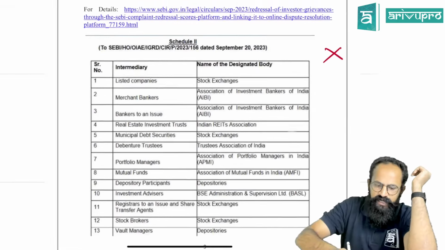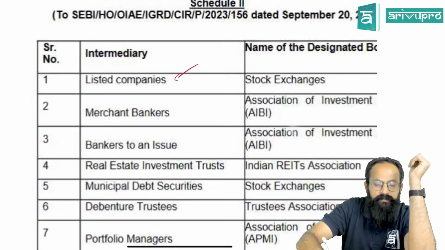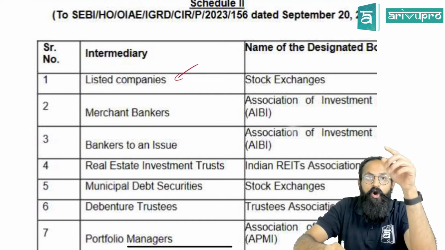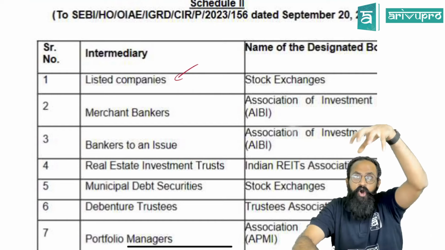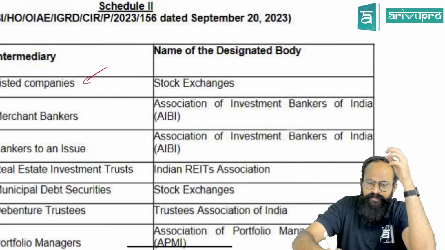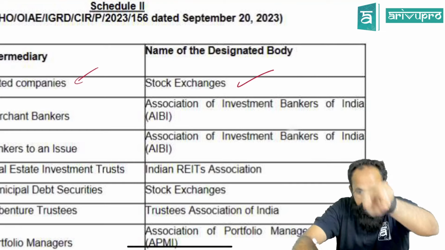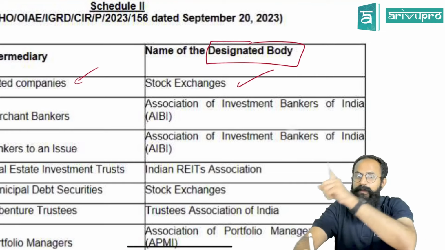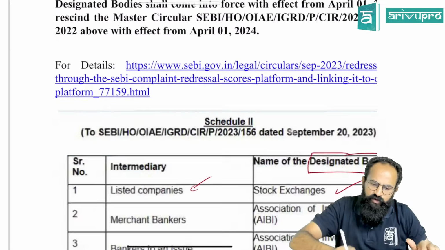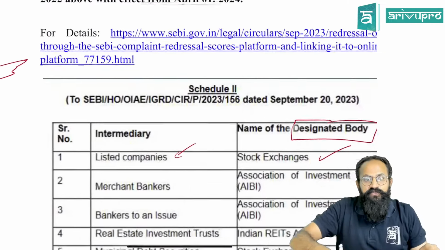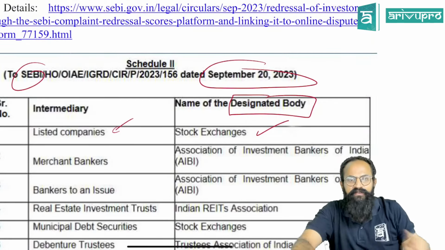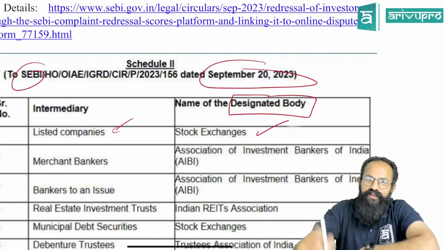Now what do you mean by that? Imagine, sir, if there is a listed company, who is the head of all the listed companies? One common person will oversee everything. Who is that? Like a leader. That person is called the stock exchange. Now they will be called a designated body. I have not taken this from somewhere else. I've taken this from the circular that is given here. Can you see this? This is a schedule of SEBI only, and this is updated September 20, 2023. This is the same circular. So these are the designated bodies.